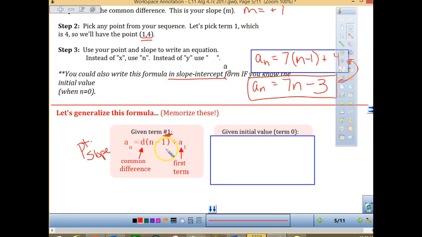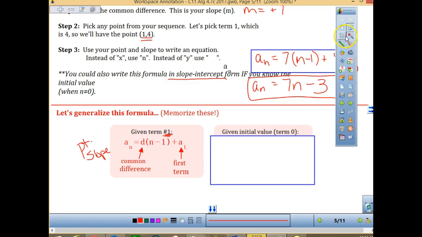We do not want to have this with term 2 or term 3 or term 4 because we always want to have n minus 1 when we do this, because we want to have this being our first term. Okay? So if you have the 7th term, you do need to find what your first term is. So the common difference, parenthesis n minus 1, plus our first term.